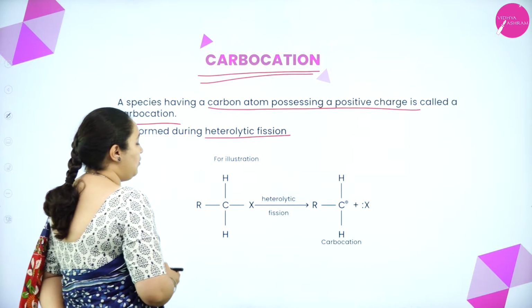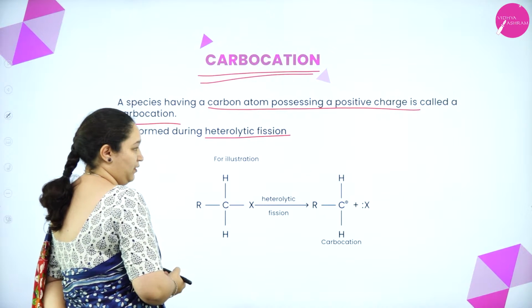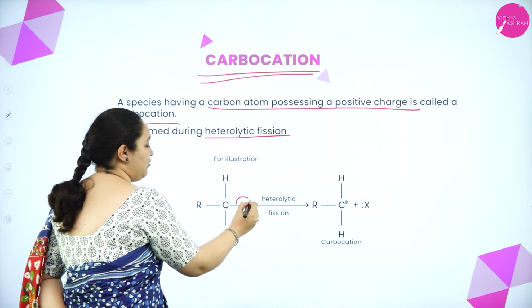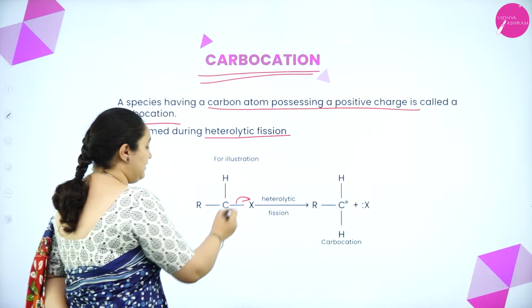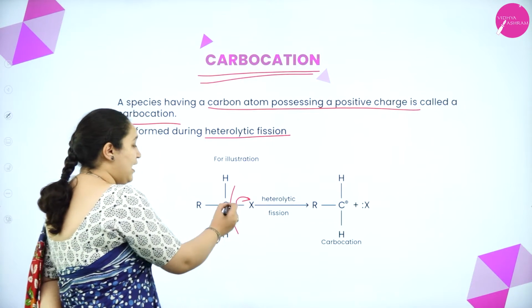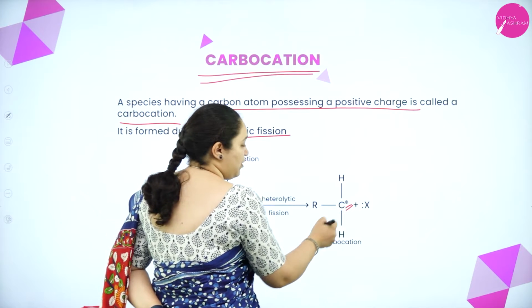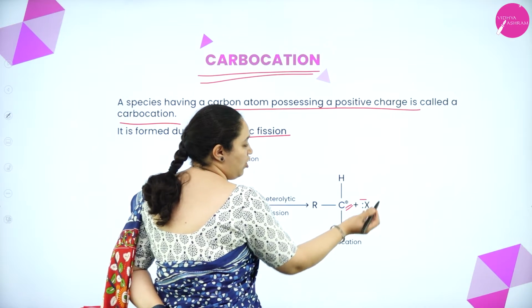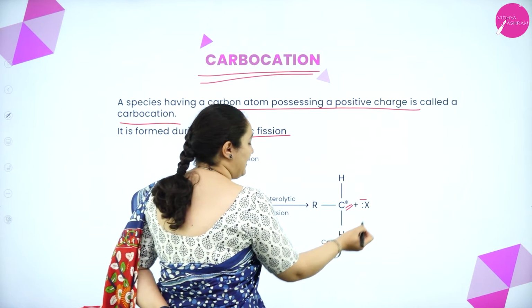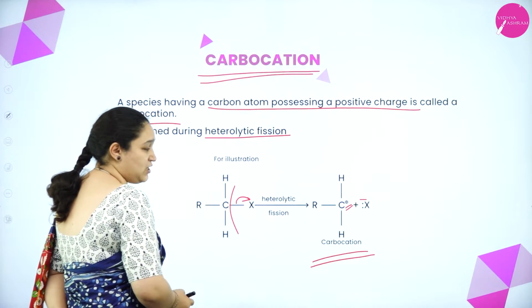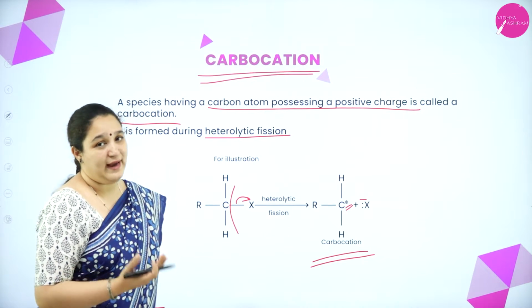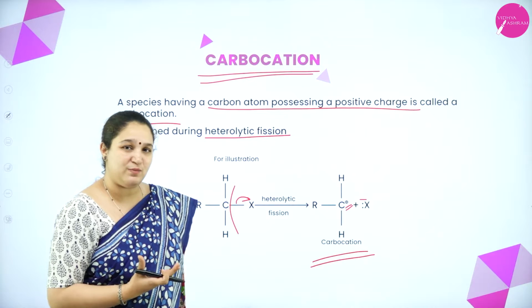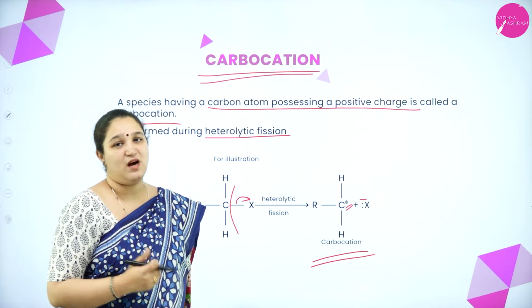For example, you have RCH2X. Now X is more electronegative, so it takes the electron from the carbon also towards itself, and there is breakage of the bond. So carbon has lost an electron and gets the positive charge, and X has gained the electron. It is shown in the form of two dots, or I can put a negative charge like this. So an anion is formed and the carbon gets the positive charge. We call it a carbocation. So what is the meaning of carbocation? A species in which a carbon atom possesses a positive charge is called a carbocation.